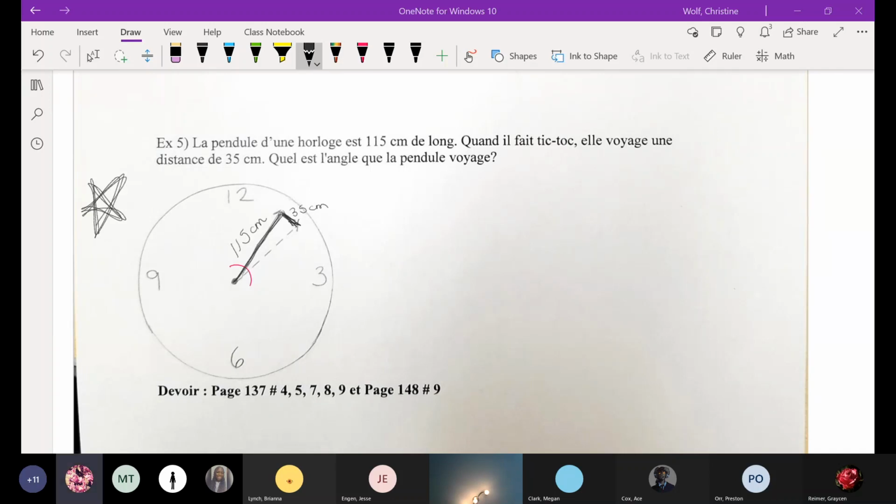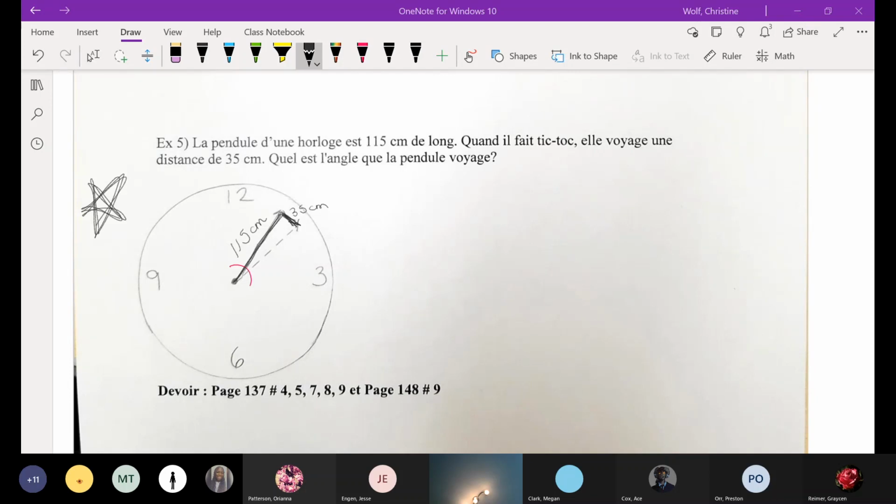Tu peux soustraire de 180. I know the two sides, Oriana. I can't, there's no rule for sides minusing 180. You're thinking of angles? Is that what you mean? Yeah. Yeah, so we don't know any angles. On ne sait pas aucun angle à ce point ici. So we can't do 180 minus anything.